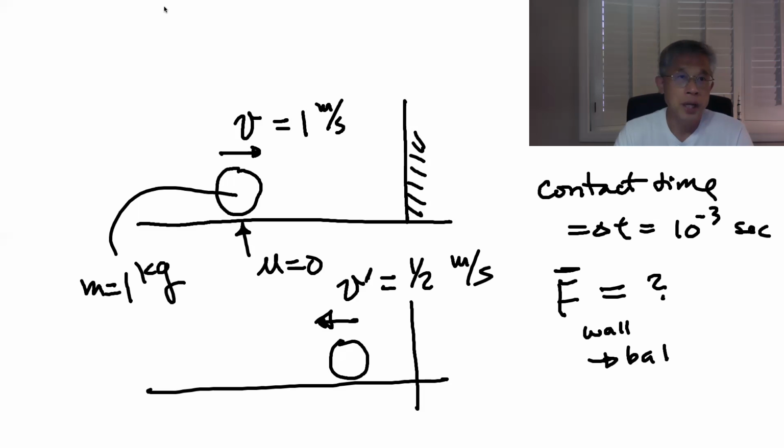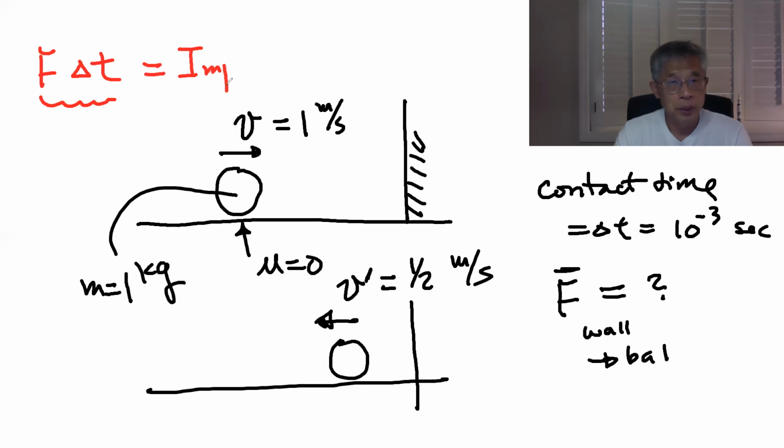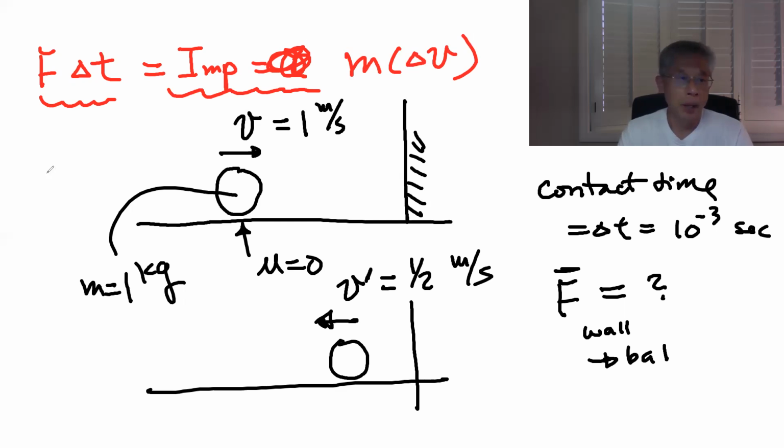So with this kind of problem, you can say, all right, F delta t, which is your impulse. I think sometimes people just write IMP, maybe even I, I'm not sure about this one. So that's equal to m delta v. That's one way to write it. So then we know F is equal to m delta v over delta t.